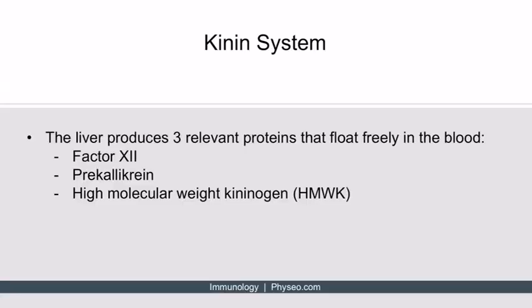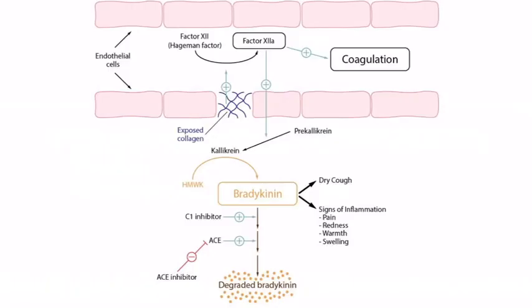When it comes to the kinin system, it's important to have this background. The liver will produce 3 relevant proteins, and these float freely in the blood. These include factor 12, prekallikrein, and high molecular weight kininogen, or HMWK. This image depicts the kinin system.